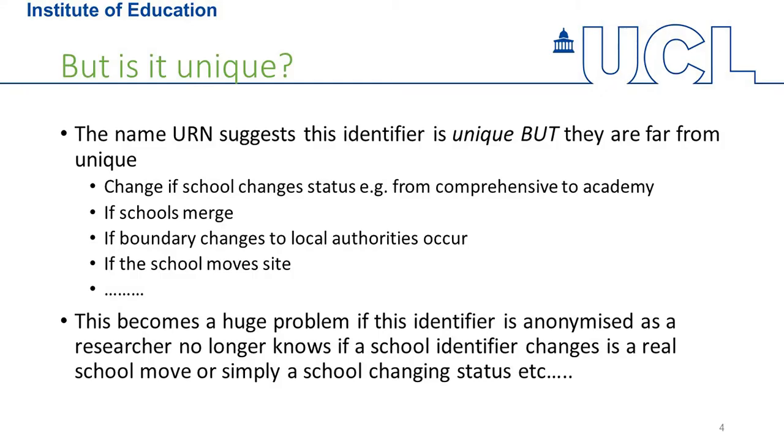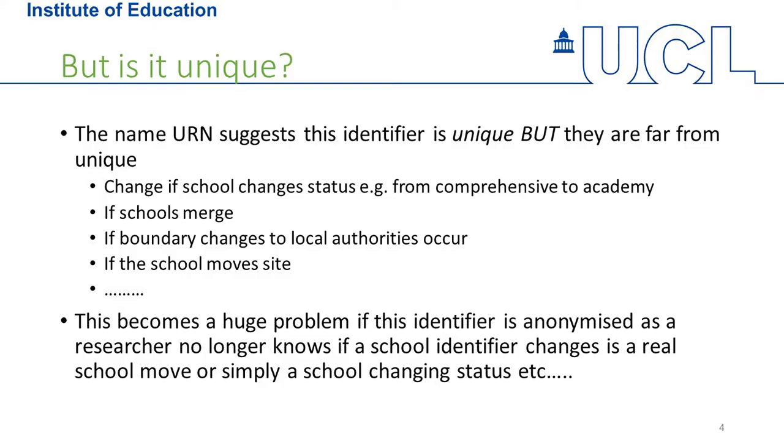So once the data is de-identified, you can see that a person in one year is in one school, and then their identifier will change. It might be just that they're in exactly the same school, so it's a change to an academy status, but you will not know that. It will just be a new URN. And that really has implications for how you use the survey data. If two schools merge, new URN. In early days, if there was a boundary change for a local authority, the school didn't move, it didn't change status, it got a new URN because it was in a different local authority. Completely different reasons why the URN changed.